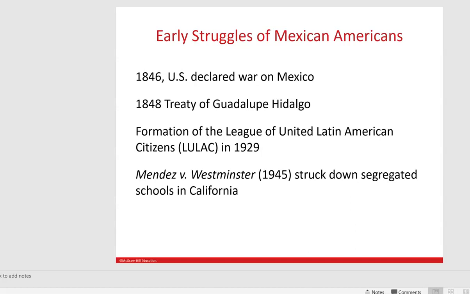LULAC, or the League of United Latin American Citizens, was a group organized in 1929 to advocate for the rights of Latinos in the United States. Just as was the case for African Americans, in certain states such as California there were segregated schools, so that Latinos were designated specifically to Latino schools. LULAC filed suit and was able to get schools desegregated in this landmark California case.